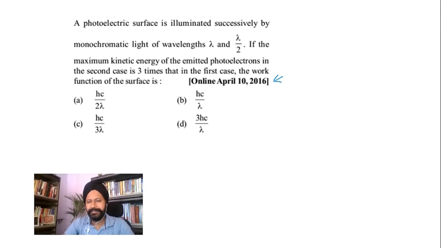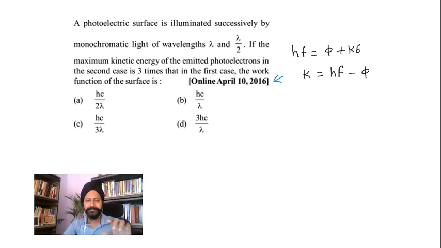You always start with the equation given by Mr. Einstein. So hf is equal to the work function plus the kinetic energy, right? That's it. Now the question talks about kinetic energy, the maximum kinetic energy. So let's rearrange. Kinetic energy is hf minus 5. Okay, that's what I have now.